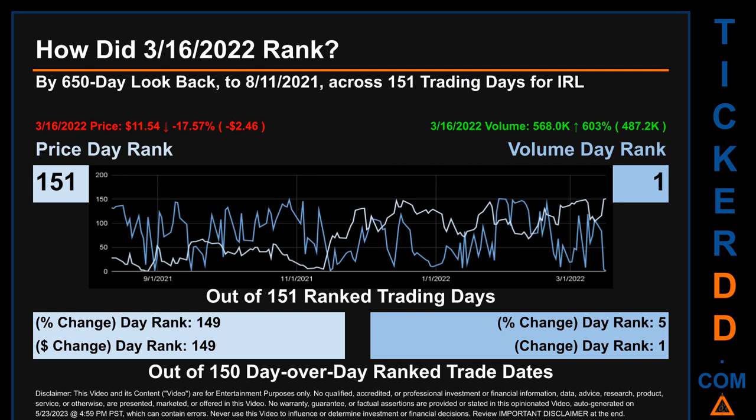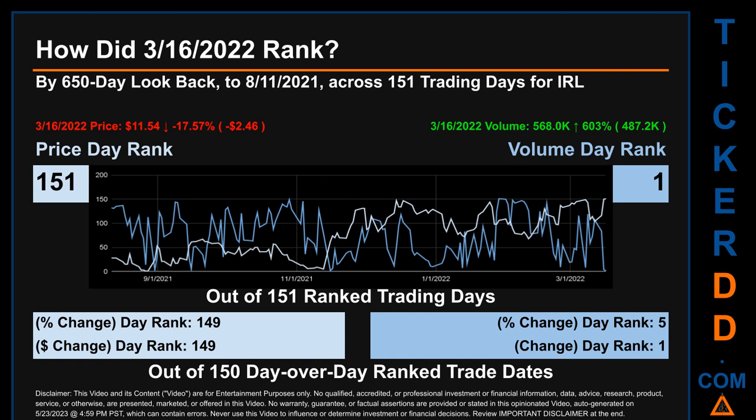How did March 16, 2022 rank for IRL? By 650 calendar day look back to the 11th of August 2021, across 151 trading days, March 16, 2022 price ranked 151 while its volume ranked 1. Each of the 151 trading days were ranked amongst themselves by highest end-of-day price and volume, with a rank of 1 being the highest and 151 being the lowest ranked day.